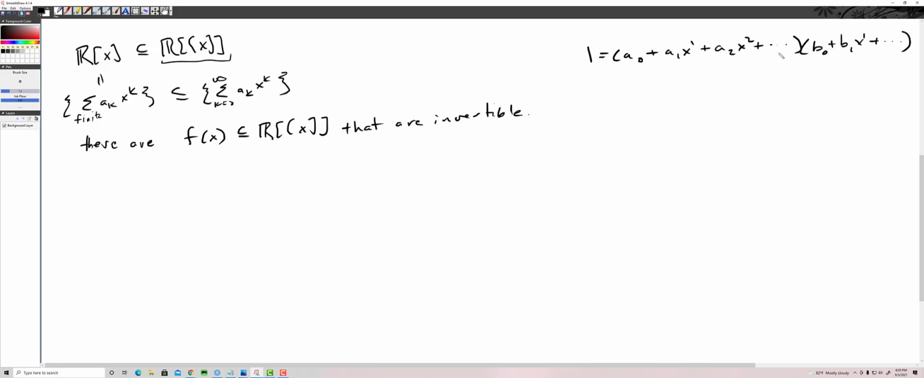Well, I can expand this out. I have a0 b0. Now I'm going to collect terms here. So what do I have that's going to give me one power of x? Well, I could multiply a1 x to the first by b0.